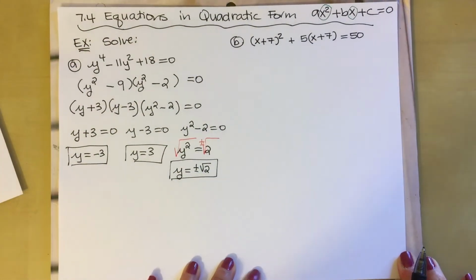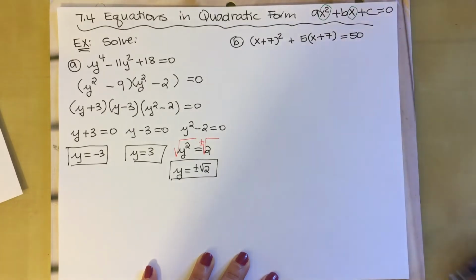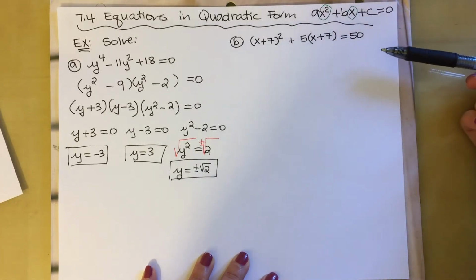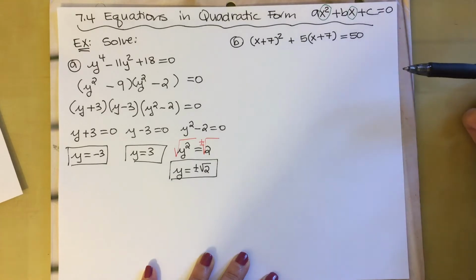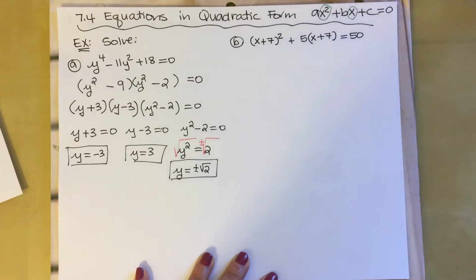The same idea can apply for the second example. When you are solving the equations in this section, you do need to have a 0 on one side. So the first thing is subtract 50 to get 0.